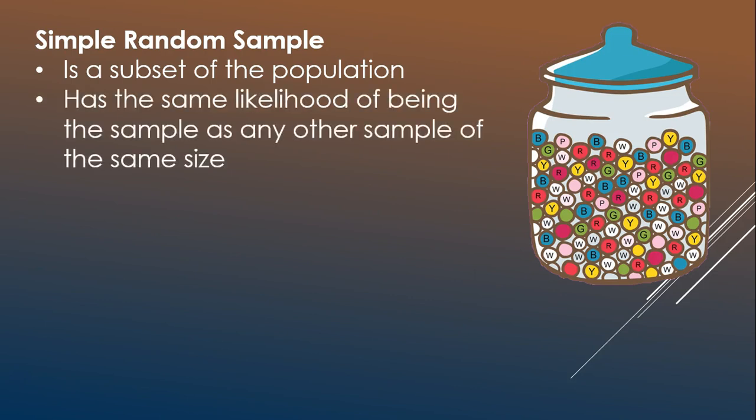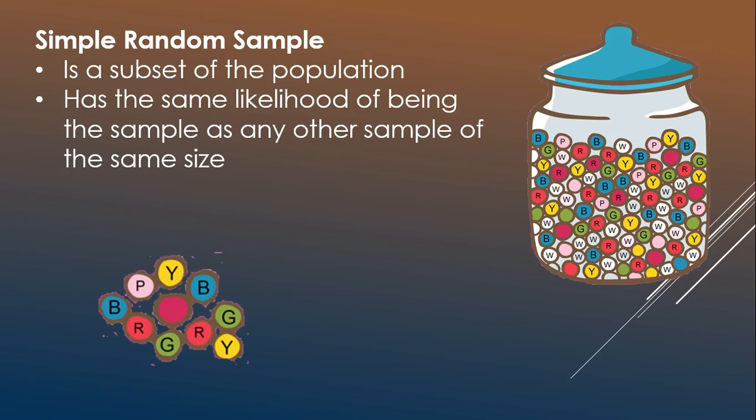And a simple random sample has to have the same likelihood of being the sample as any other sample of the same size. So one way to think of that is that when we have a simple random sample, it has to be representative of what's in the entire jar of marbles. So suppose this is a sample of 10 marbles we chose from the jar. That looks pretty much like all the marbles in the jar look. So that would be a good example of a simple random sample.